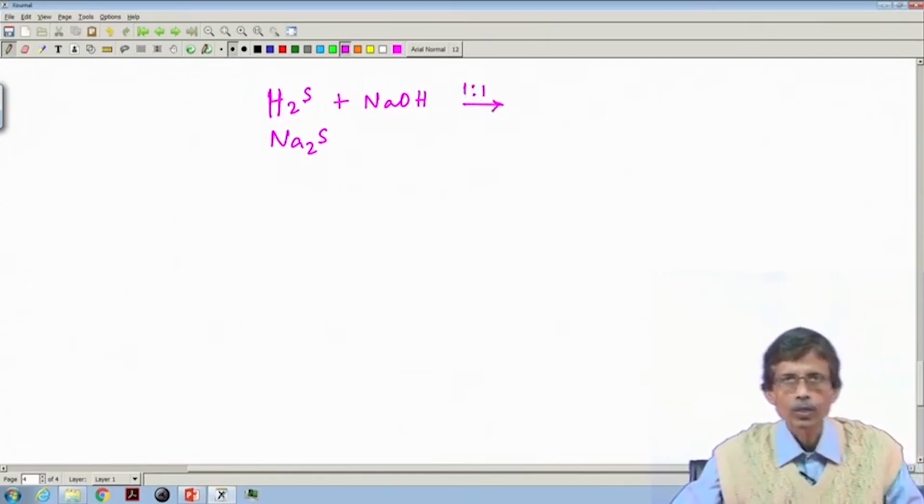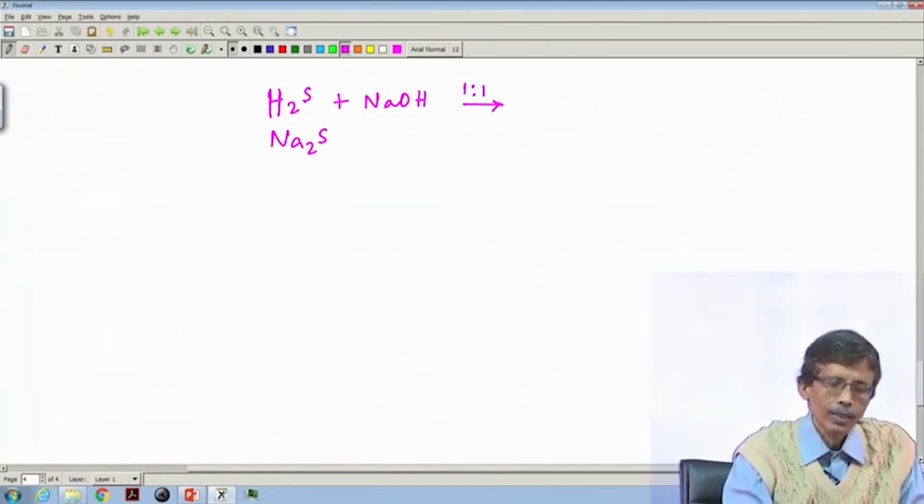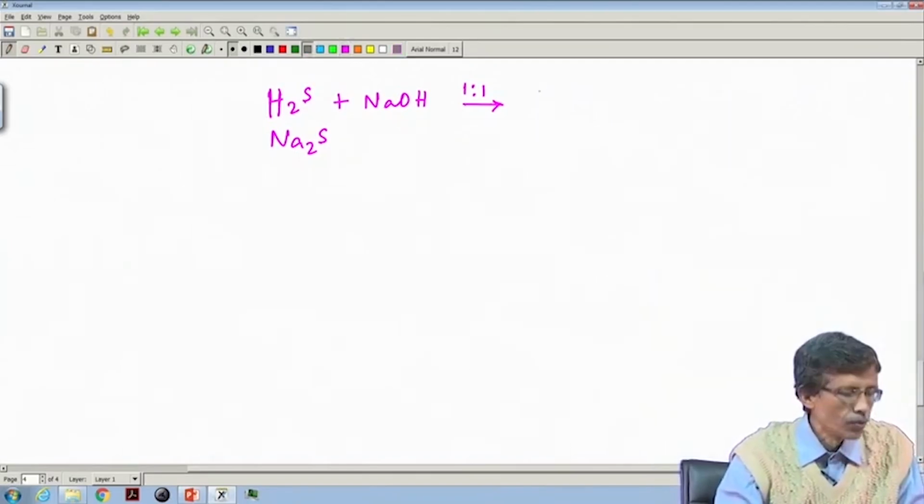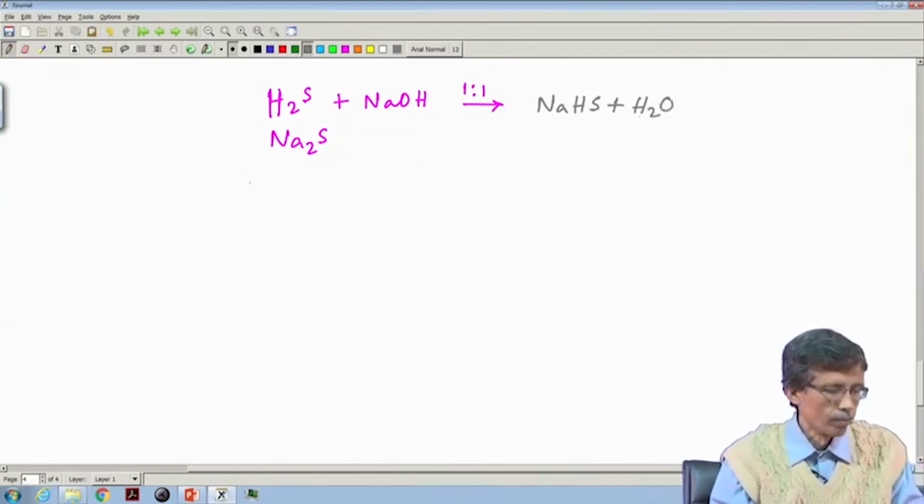Remember, this reaction is 1:1. If we go for 1:2, we will be producing sodium sulfide. So, the production for 1:1 gives you NaHS plus H2O.